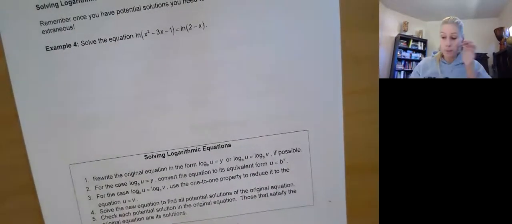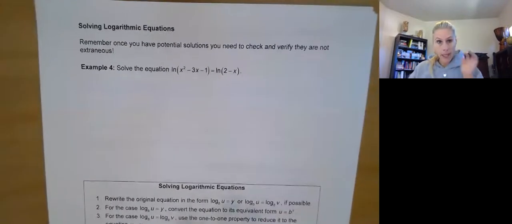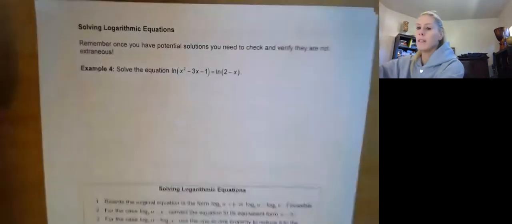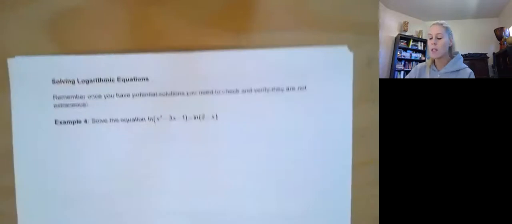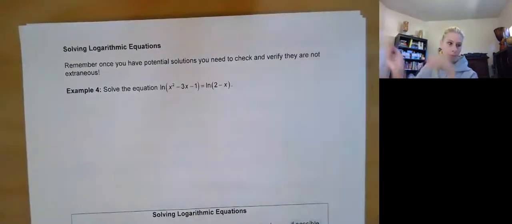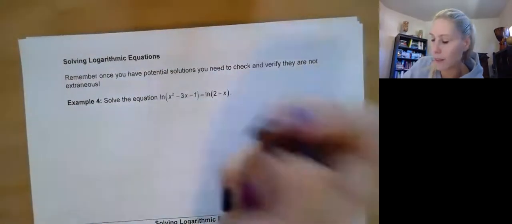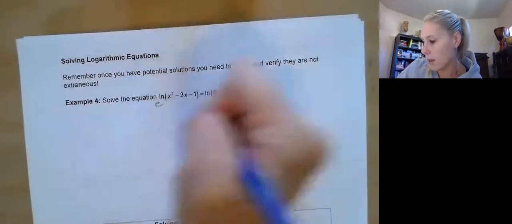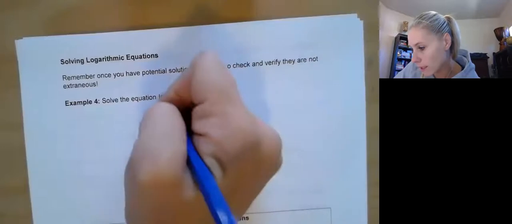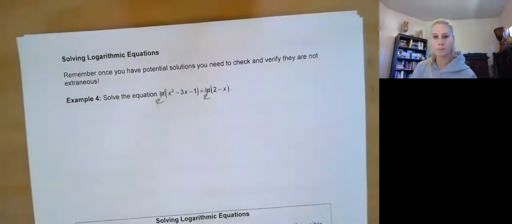Now we're going to do some solving. Remember, once you have potential solutions, you need to check to verify if they work or not, okay? So be careful on that. So let's talk about this. ln. Well, how do you get rid of an ln, guys? That would be e. And the great thing is it's on both sides, correct?